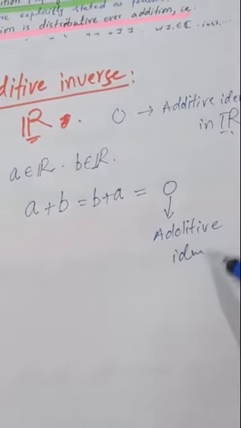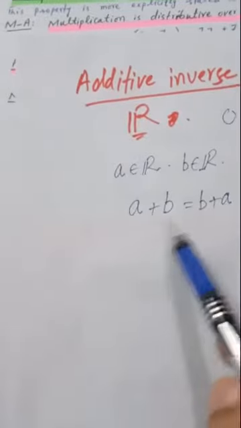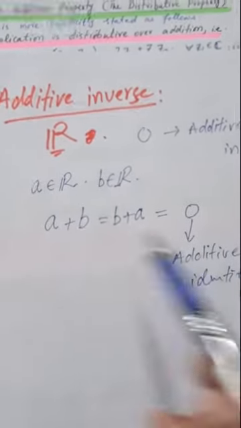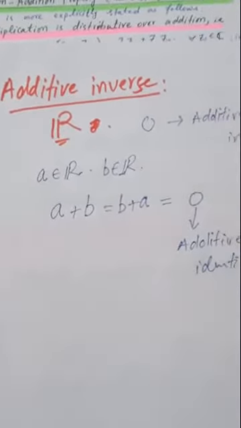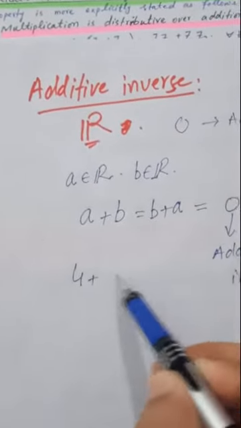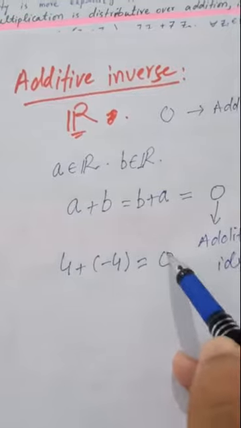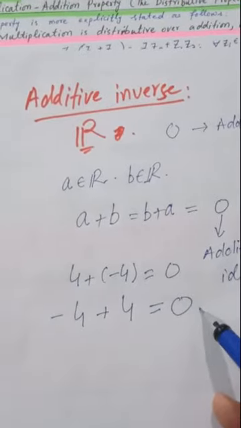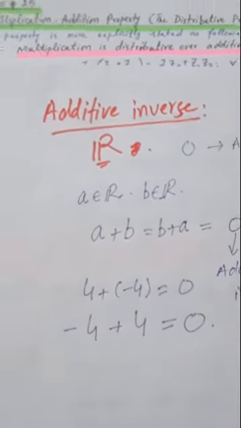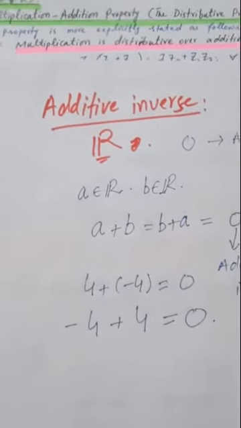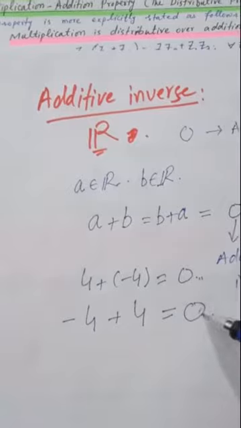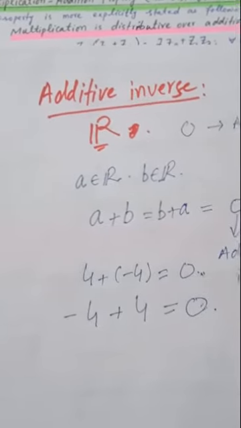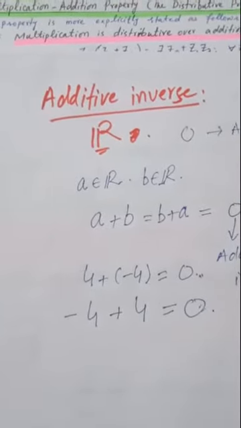Additive identity. When you add two real numbers and you get the additive identity, those two numbers are called additive inverses. For example, if I add 4 plus minus 4, I get 0. Or if I add minus 4 plus 4, I get 0. So when I add 4 with minus 4 or minus 4 with 4, I get the additive identity.